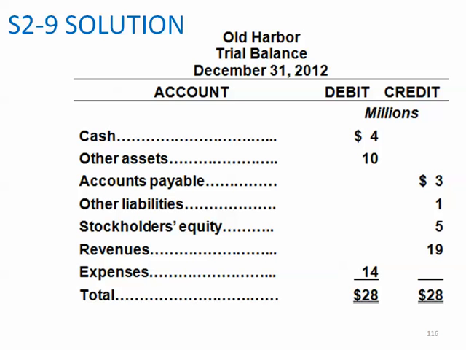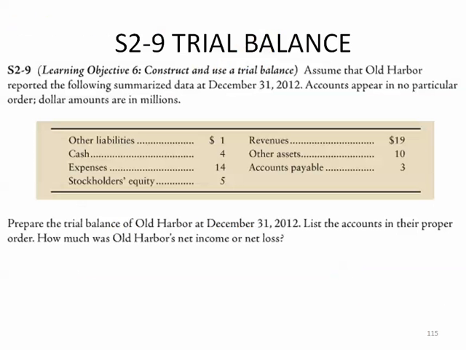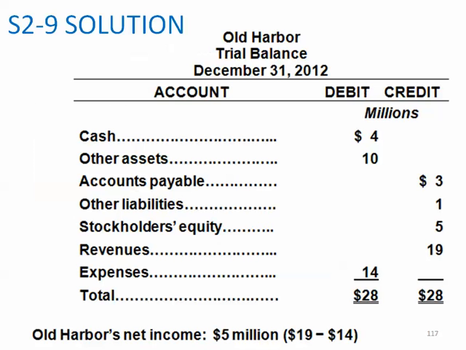Now we have one more question that they asked: how much was Old Harbor's net income or net loss? Their net income is going to be their revenues minus their expenses. So we take the 19 million minus the 14 million and get 5 million. So that's it on short exercise 2-9.